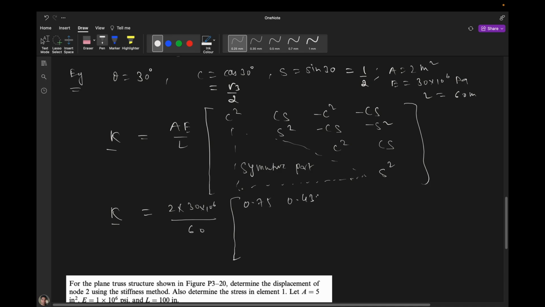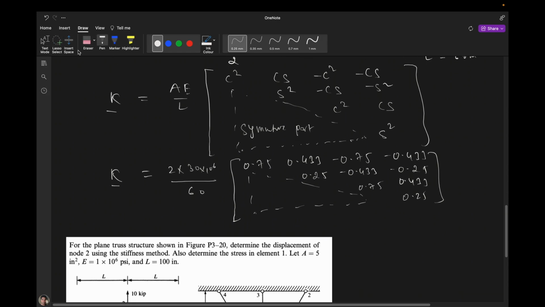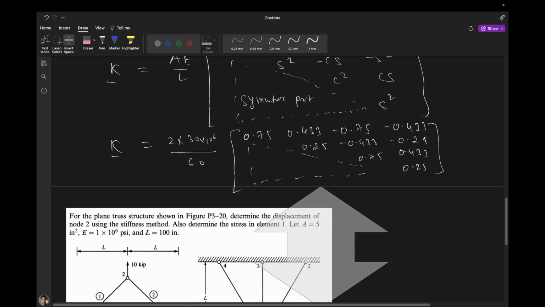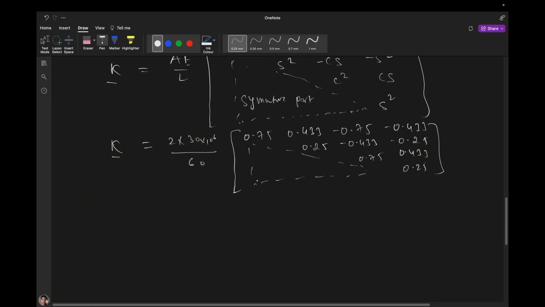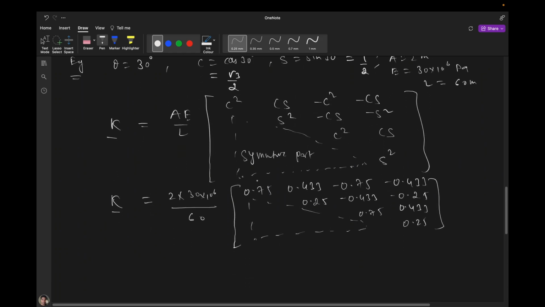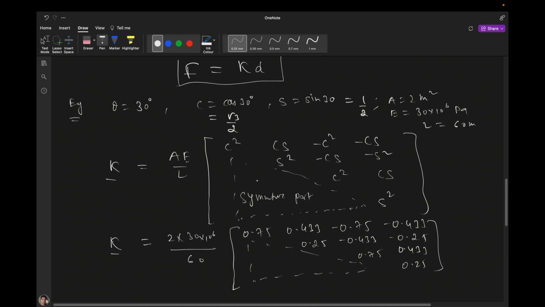0.75, 0.433, minus 0.75, minus 0.433. Similarly, this will be our symmetric part, and the remaining part will be 0.25, minus 0.433. This will be minus 0.25, 0.75, 0.433 and 0.25. So this will be our stiffness matrix. So we already got our stiffness matrix. Now we can solve our problem very easily.